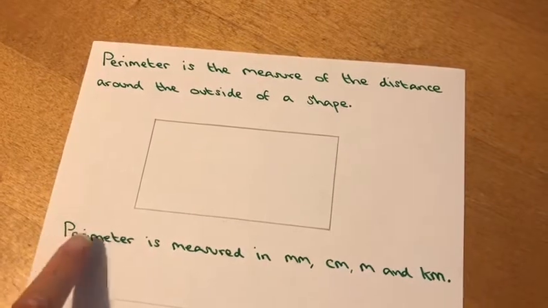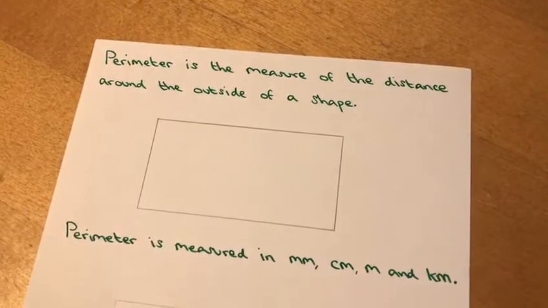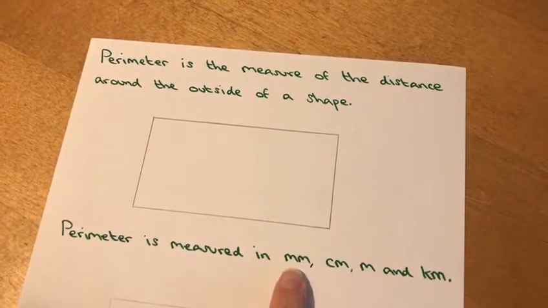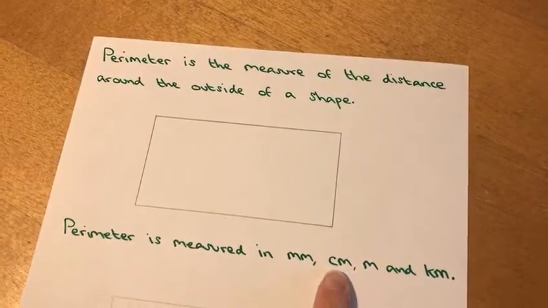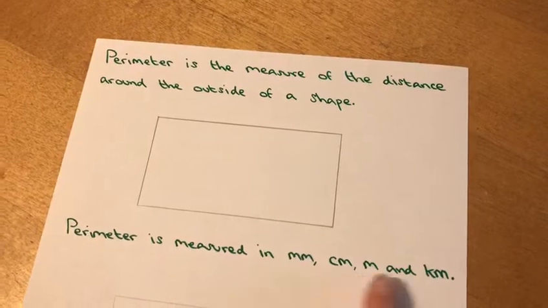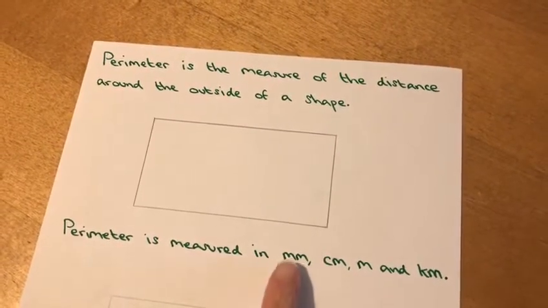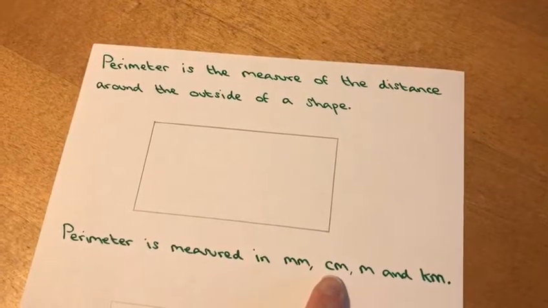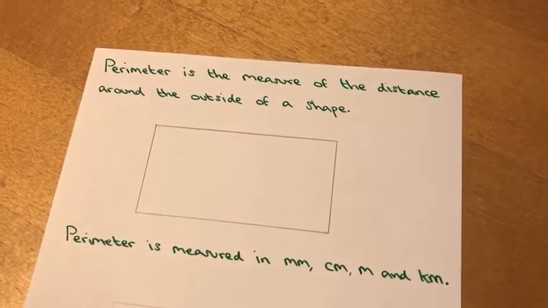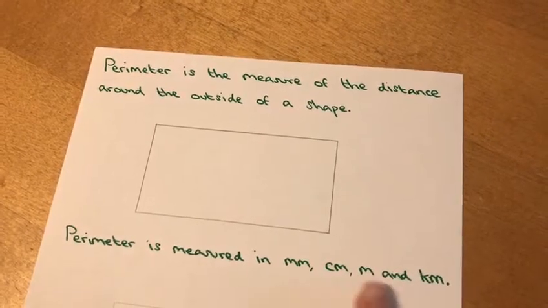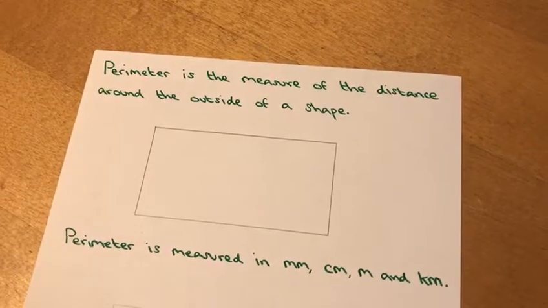And we measure perimeter in these units of length. We can either measure it in millimetres, in centimetres, in metres, or in kilometres. For the moment, we're just going to focus on using millimetres and centimetres. Those are the two units of length you've been looking at so far this week. We're going to look at metres and kilometres a bit later on.